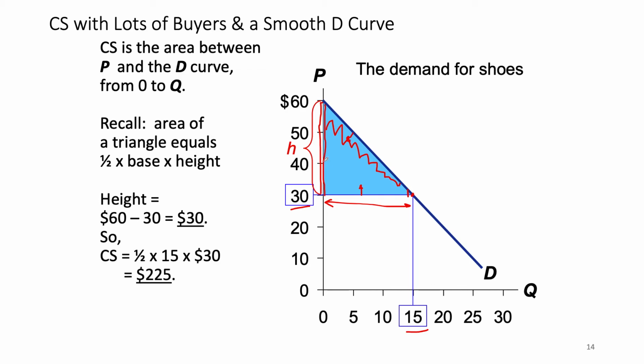And the base of this triangle goes from 0 to 15. So that's 15. So this base of the triangle is 15. So the consumer surplus, the total consumer surplus in this market is 1/2 times the base times the height. The base is 15, the height is 30, and the consumer surplus therefore is $225. Okay.